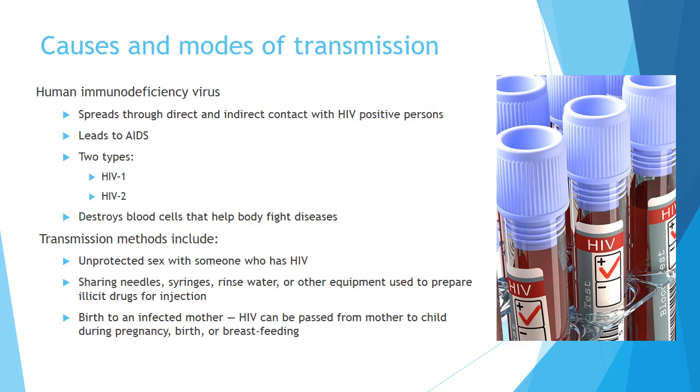Human immunodeficiency virus. This spreads through direct and indirect contact with an HIV positive person, can lead to AIDS, and there are two types, HIV-1 and HIV-2, and these destroy blood cells that help the body fight diseases. Transmission methods include unprotected sex with someone who has HIV, sharing needles, syringes, rinse water, or other equipment used to prepare illicit drugs for injection, and birth to an infected mother. HIV can be passed from mother to child during pregnancy, birth, or breastfeeding.